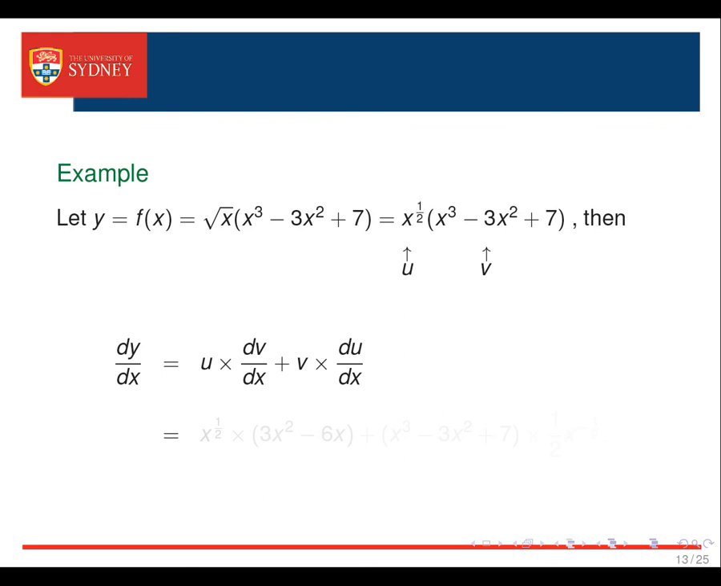Similarly, rather than differentiating the second function we considered earlier by expanding everything, let's use the product rule instead. Letting u be the square root function x to the half, and v be the cubic polynomial x cubed minus 3x squared plus 7, the product rule states that the derivative is given by u, that is x to the half, times the derivative of the cubic polynomial v, which is 3x squared minus 6x, plus the cubic polynomial v itself, times the derivative of u, which is a half times x to the negative half.